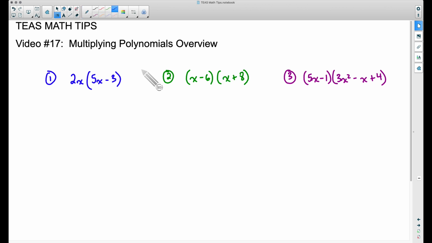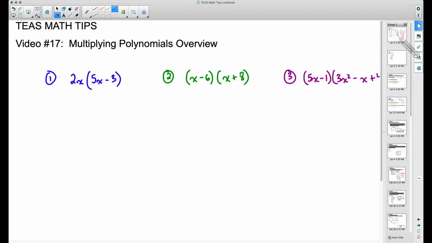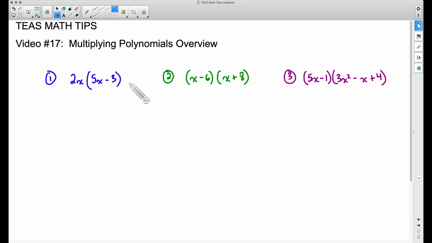Now, when you take an intermediate algebra course, you will cover these three topics, if you will, in more detail. So I want to give you a general overview. As a matter of fact, if we go back to TEAS Math Tips video number 1, we actually used the distributive property 2 times in that example. And I have many videos on using the distributive property. We apply that same concept to all of these examples, except we're going to be doing more distributive property for this example here and this example here.